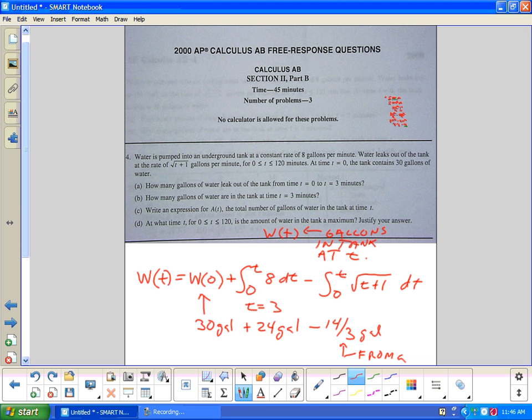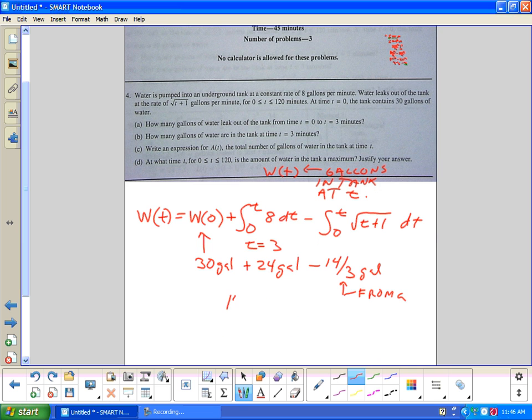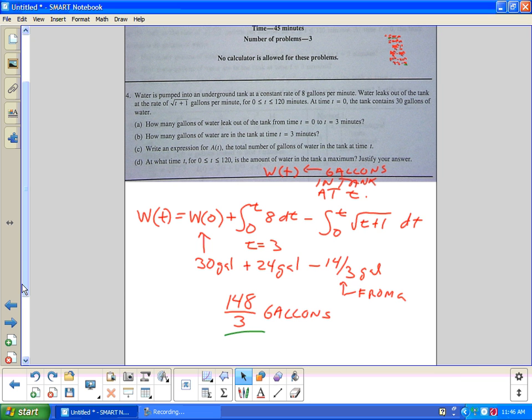Let's see, did I do it right? Oh, looks like I did. And the answer is 148/3 gallons is what you should say. You should put the units. The point here is only 1 point. The point was simply for the answer for 148 thirds. That is all.